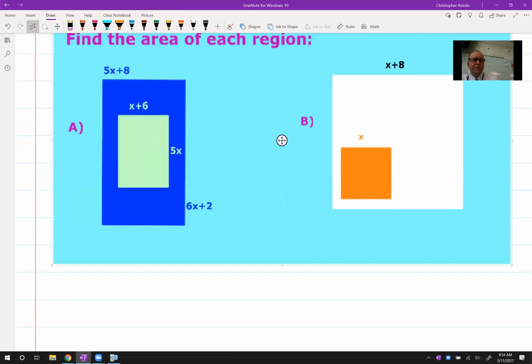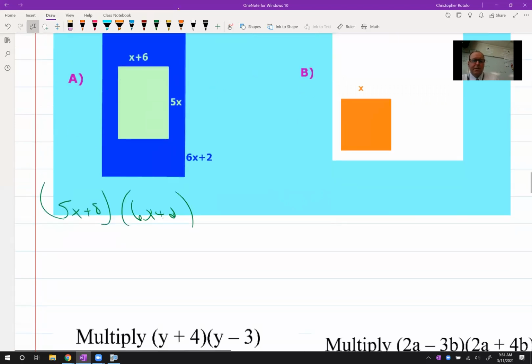We want 5x plus 8. We're going to multiply by 6x plus 2. And eventually we're going to take away, so minus 5x times x plus 6, right? So if you want to have this as a horizontal problem, we could do it that way. Usually we don't like that. We want to stack them up and get some like terms. So let's take a look at it. Let's get everything FOILed here first.